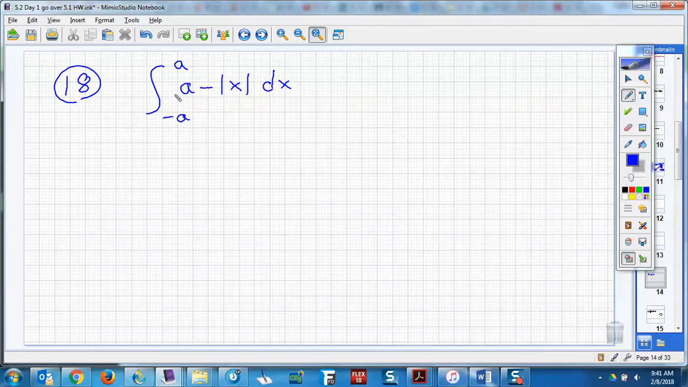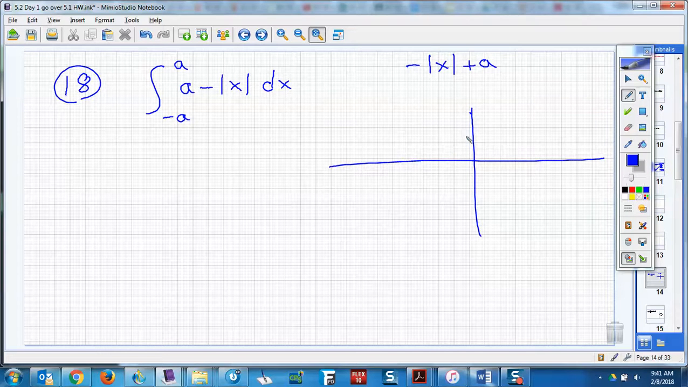So basically we need to draw a picture of this. Okay, so I think it helps to flip this around and write it this way. Because now what is this? This is a V graph. What's a negative do? Flip it down. What's a plus A do? Shift it up. So if we were going to draw a picture of this, it would simply be the V graph pointing down and shifted up A units. So that would be A right there.